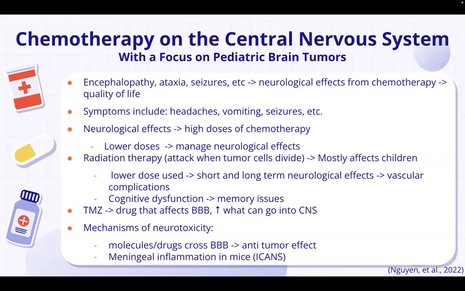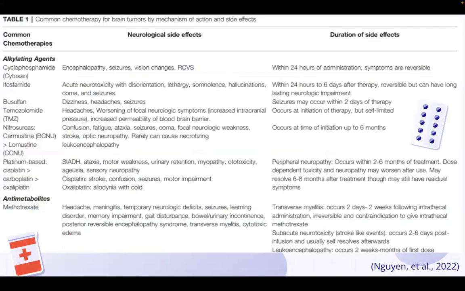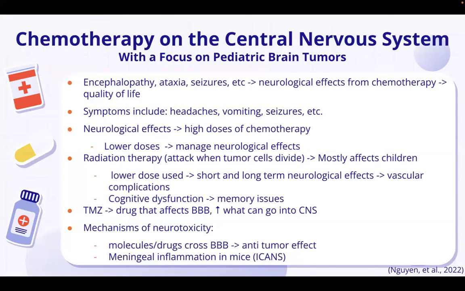So this toxicity is caused by a high dose of chemotherapy that passes through the blood-brain barrier, allowing these drugs to go into the central nervous system and infect it. So lower doses of these chemotherapeutic drugs are used to help control the neurological issues that follow along with it. So some of these symptoms include headaches, vomiting, and seizures.